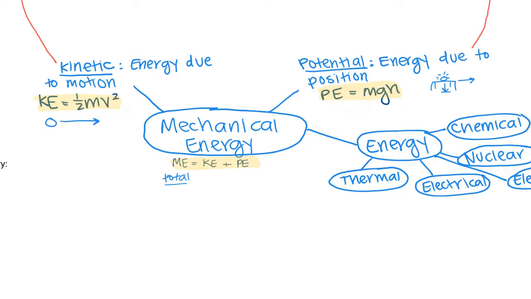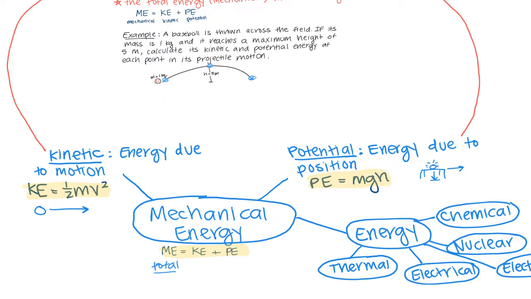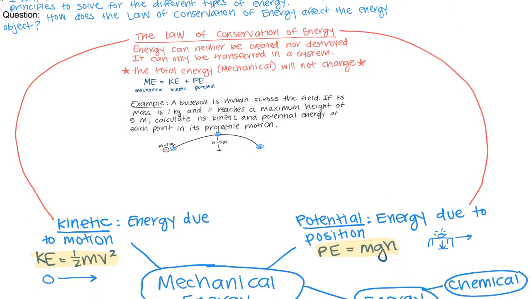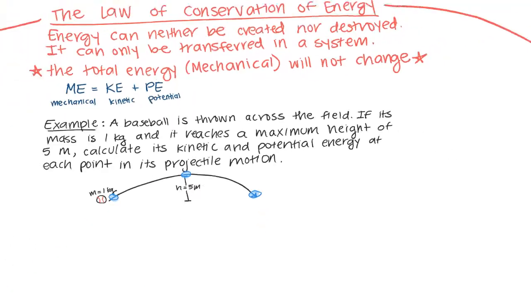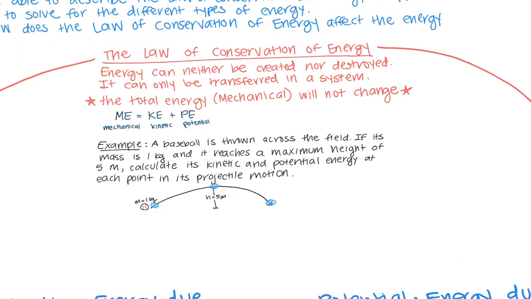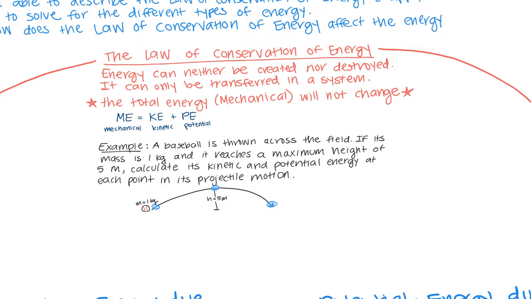Now I talked a little bit about in this potential energy example how this object's energy could change to become kinetic energy. And that is possible through the law of conservation of energy here. So the law of conservation of energy, I'm going to highlight it here.